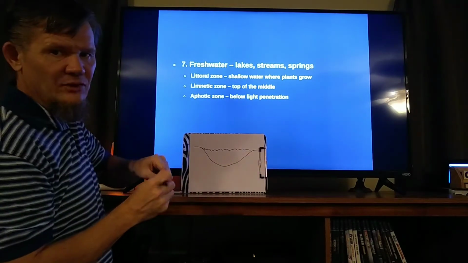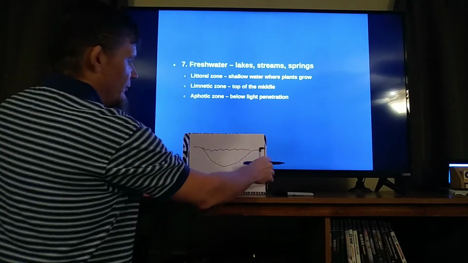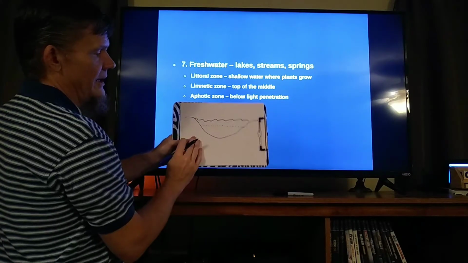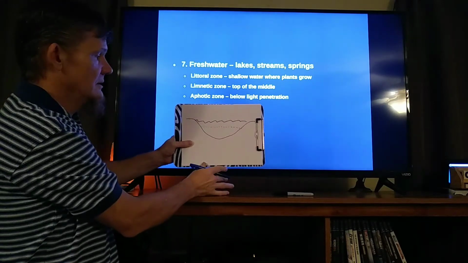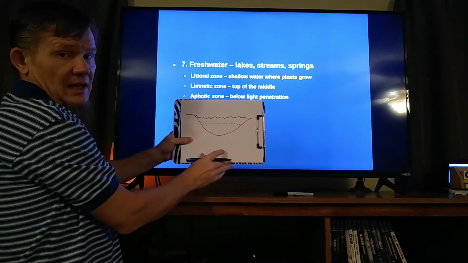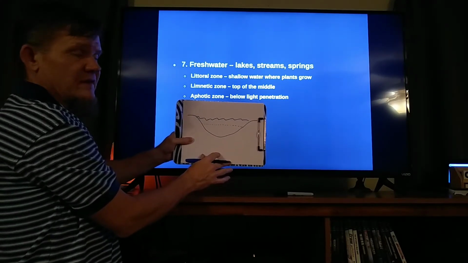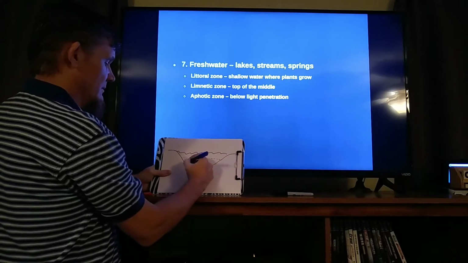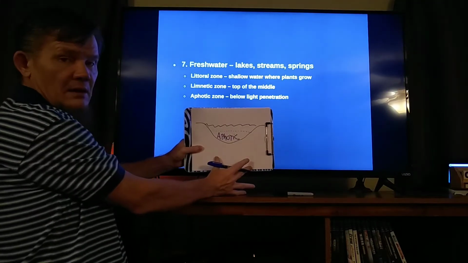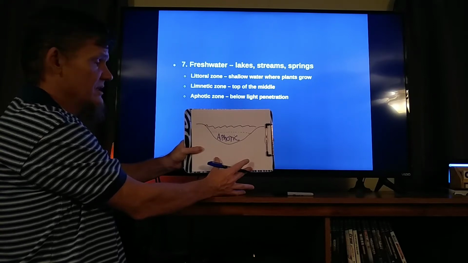Understand that light can only penetrate so far down into the water. Below this dotted line, light can't penetrate with enough intensity to support photosynthesis. That's referred to as the aphotic zone. Below that line, the light cannot support photosynthesis.